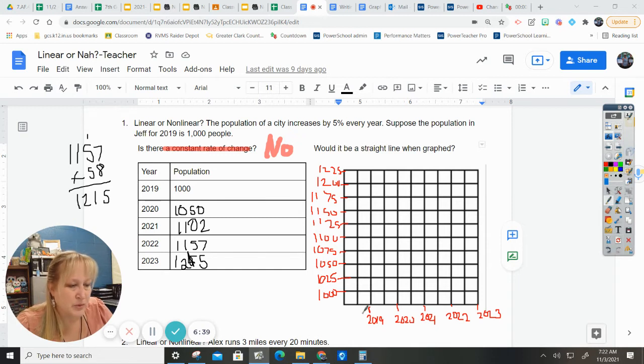And now we plot the points. So I'm going to do that in blue. In the year 2019, it was 1,000. So I'm putting a point right there. In the year 2020, it was 1,050. So that goes here. So forgive me. Erase.